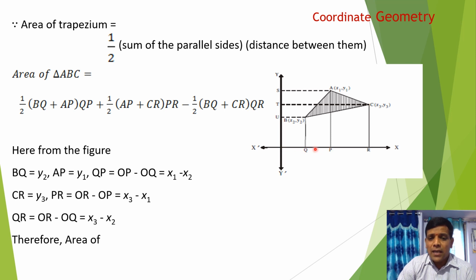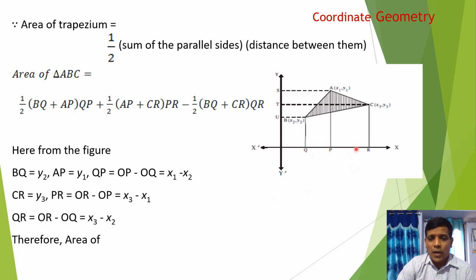Here, what is the value of OR? OR equals x3 units and OP equals x1 units. So PR is written as PR equals OR minus OP. Now what is the value of OR? OR equals x3, OP equals x1, so PR is x3 minus x1. Next one, QR.